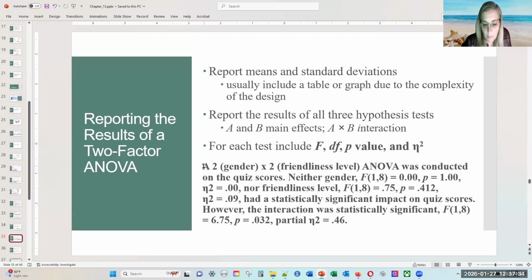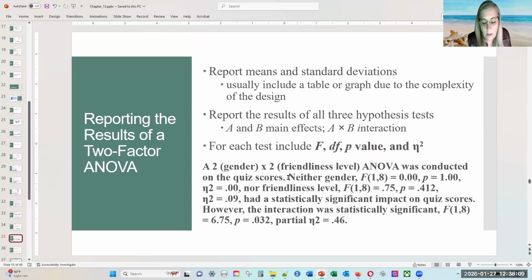So here's an example. If you're using a 2x2 ANOVA, you might say a 2x2 ANOVA, with gender and friendliness level, was conducted on the quiz scores. Neither gender, and it gives the outcomes, F with degrees of freedom equaled 0, and the p-value as well as eta, nor friendliness level, and then it gives the results of that, had a statistically significant impact on quiz scores.